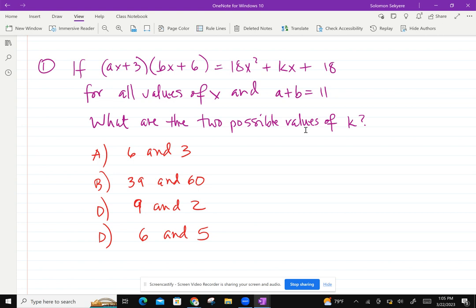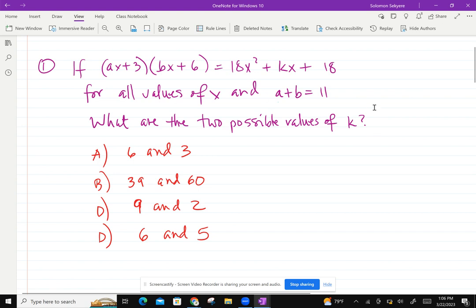We have an expression on the left and on the right. We have an equation: (ax + 3)(bx + 6), if the product is equal to 18x squared plus kx plus 18, and this is true for all values of x. We're given another condition, a plus b is also equal to 11. What are the two possible values of k? How do you go about this?